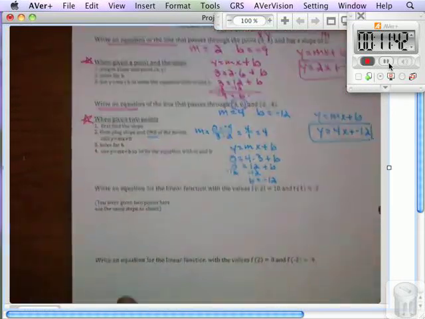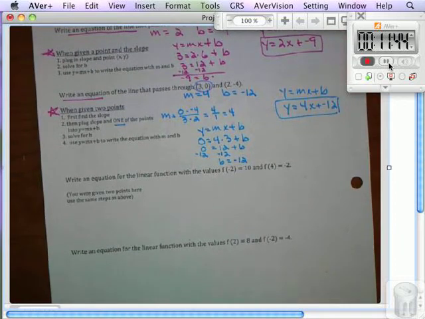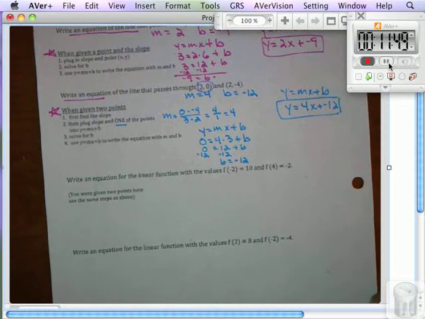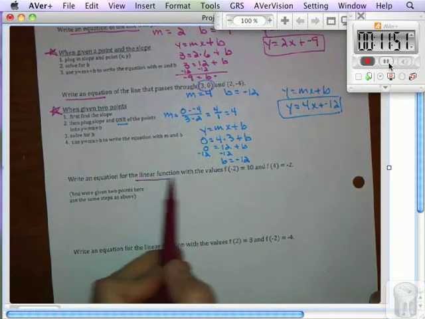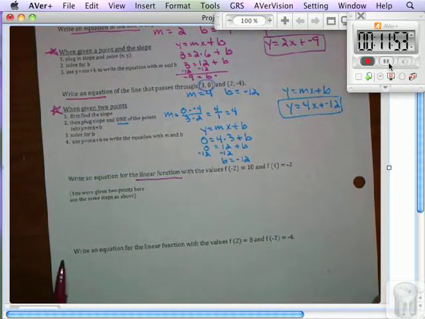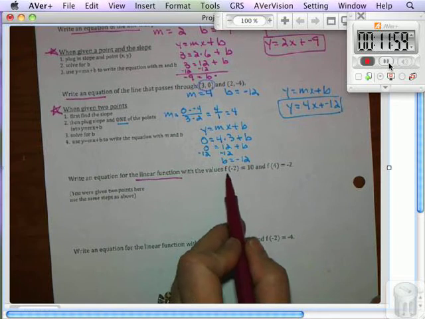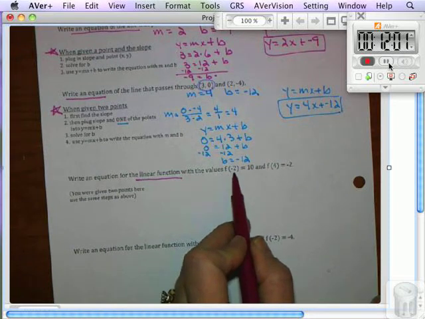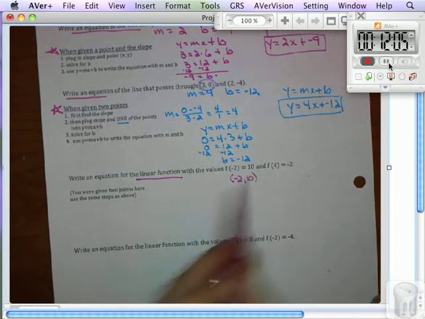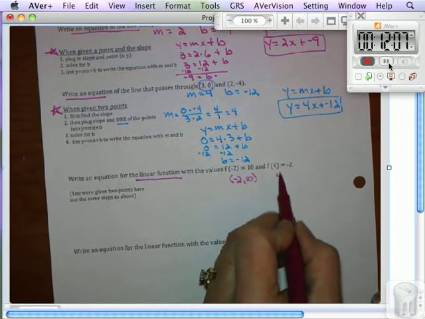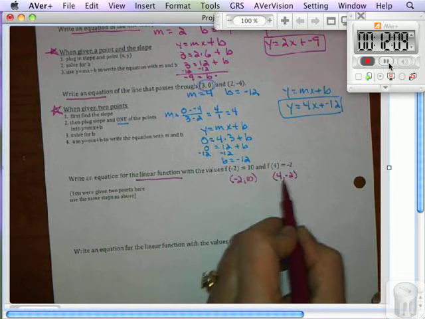All right. This is the same kind of thing here, except you're given a linear function, which means we're going to use function notation. So we're just going to use f of x instead of y. And I already talked about on the other side here, this just means that when negative 2 went into the function, 10 came out. So this is my ordered pair, negative 2, 10. When 4 went into the function, negative 2 came out. So that's my ordered pair right there.